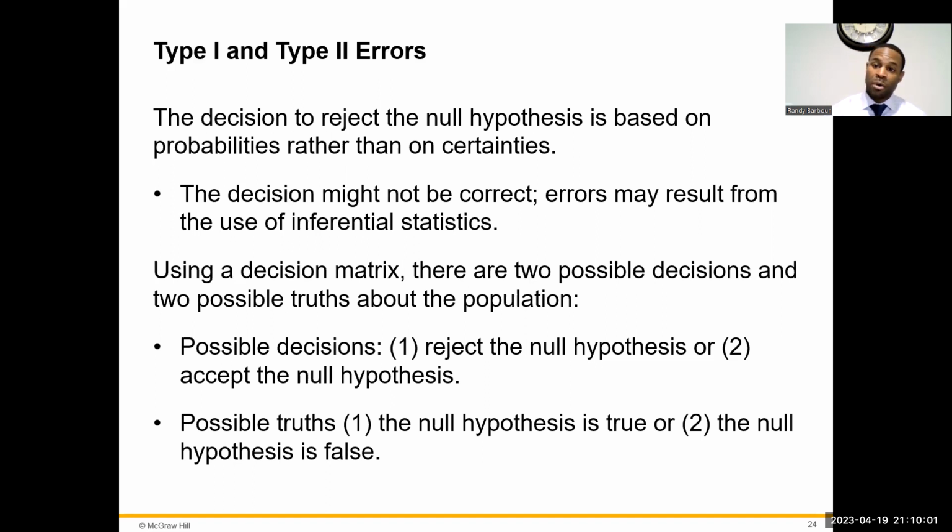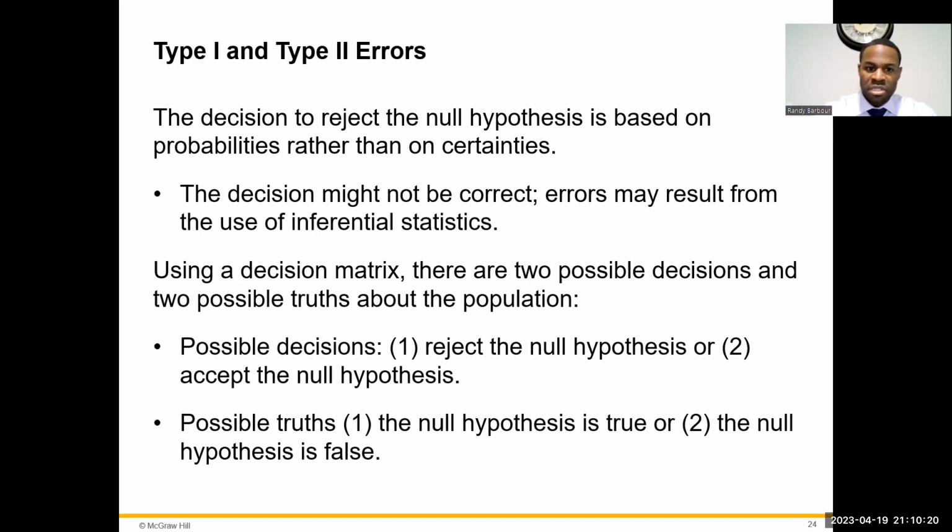When we fail to reject, or when we go along with the null hypothesis, saying that there's no difference, that means that there wasn't enough evidence to support that research hypothesis. So we accept the null hypothesis. Okay, and we'll talk about the decision matrix on the next slide.